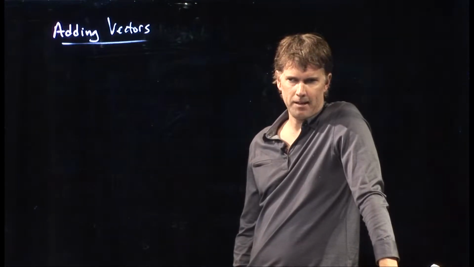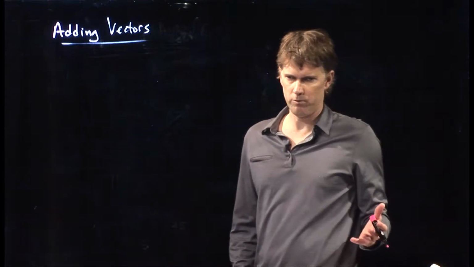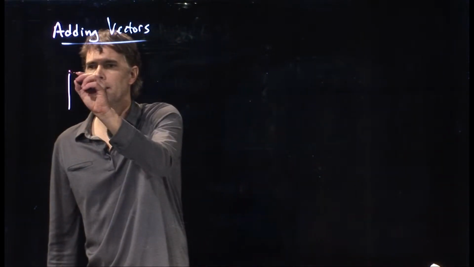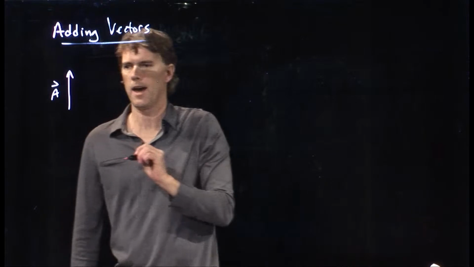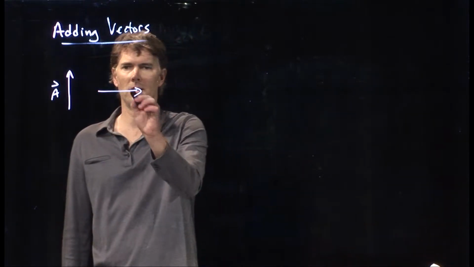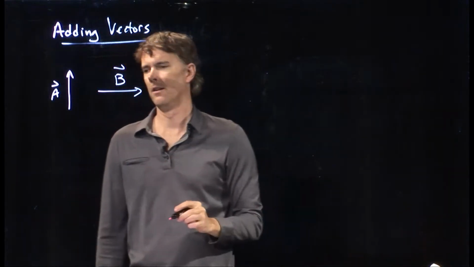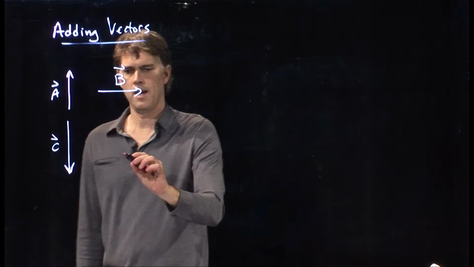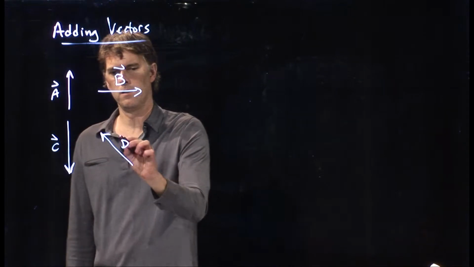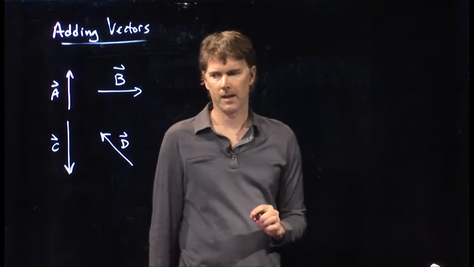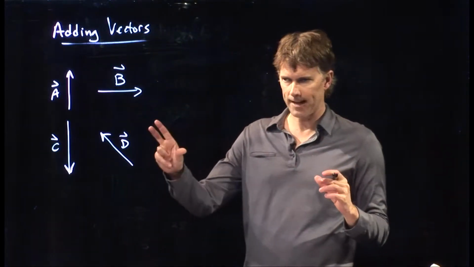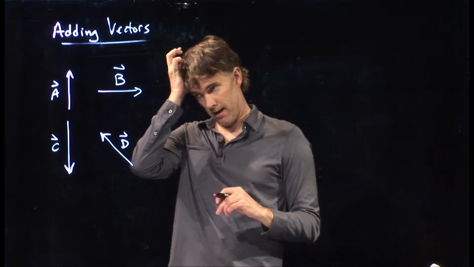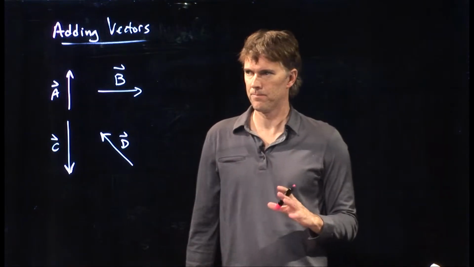Let's talk about adding vectors when we have more than just two vectors. And let's say we have a whole bunch of them. Let's say we have vector A that looks like that, vector B that looks like that, vector C that looks like that, and vector D that looks like that. Okay, they each have a length, that's the magnitude of the vector, and they each have a direction indicated by the arrowhead. All right, how do we add these things up?